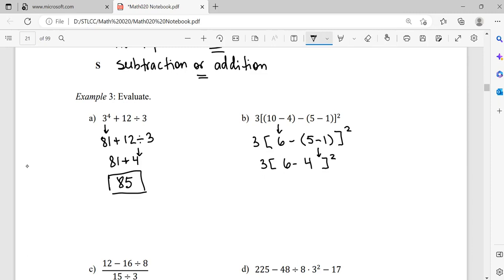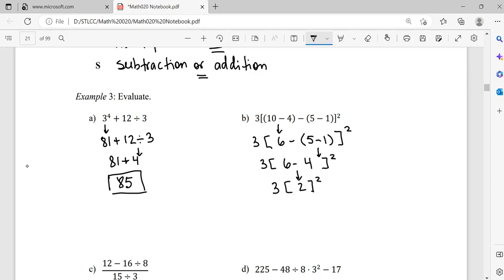6 minus 4. All right, so now I get to do 6 minus 4. So I will have 3. Do not drop the brackets yet because of the exponent. So we have 2 to the power of 2.